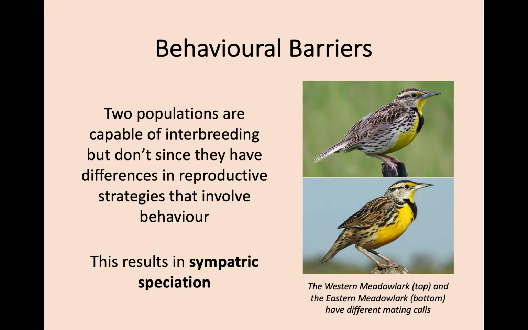Now, this results in a slightly different form of speciation called sympatric speciation. Again, we'll come back to this in a minute, but we've heard about allopatric in the previous example of geographical barriers, and now we're talking about sympatric. So we'll come back to that in a little bit.